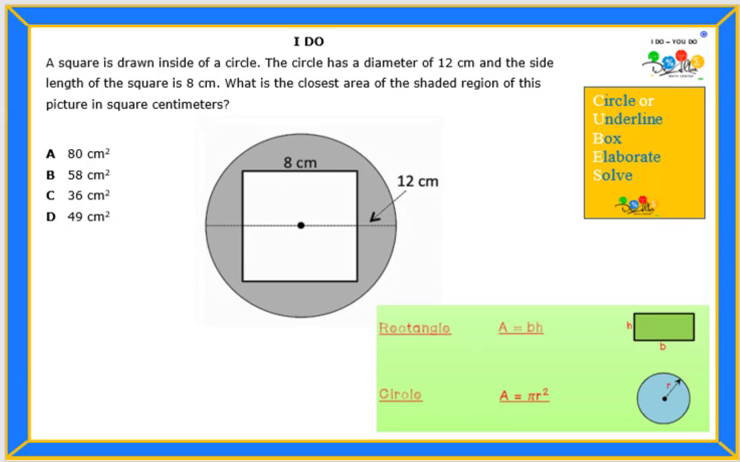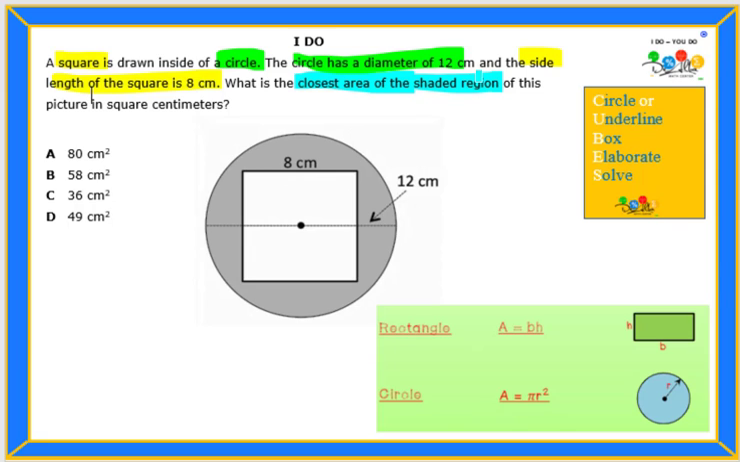Hello students, let's read this problem together. A square is drawn inside of a circle. The circle has a diameter of 12 centimeters and the side length of the square is 8 centimeters. What is the closest area of the shaded region of this picture in square centimeters?